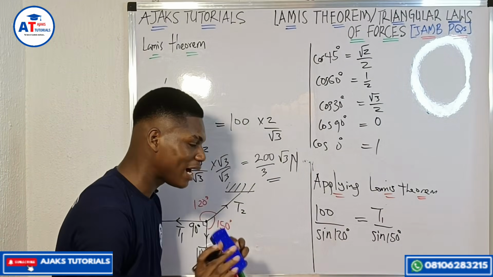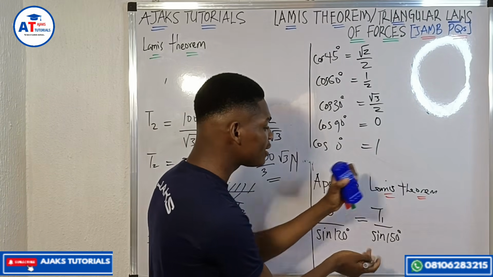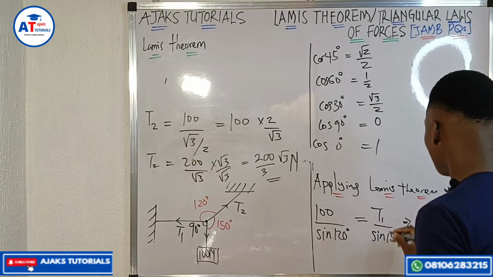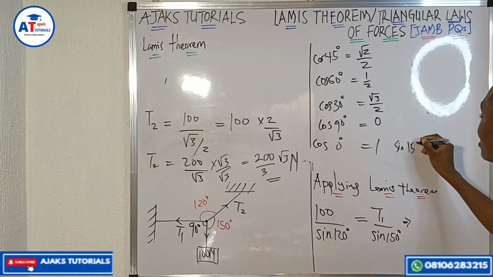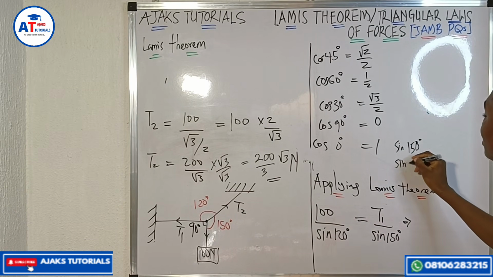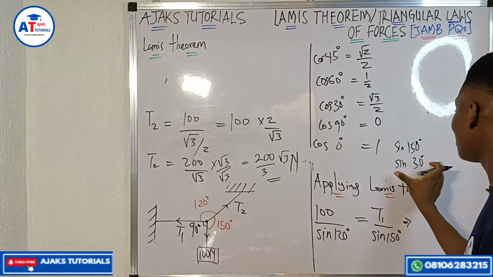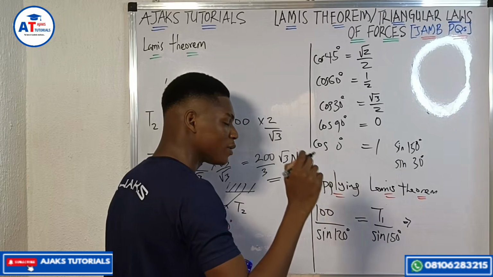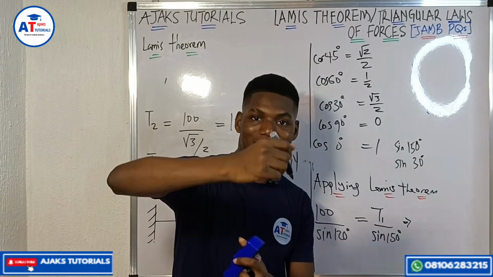So look at it, 100 over sine 120 equals T1 over what? Sine 150. Now follow me. What is sine 150? Sine 150 is the same as sine 30, because 180 minus 150 is 30. Are you following? So what is sine 30? 1 over 2. Now T1 divided by 1 over 2 is 2T1.